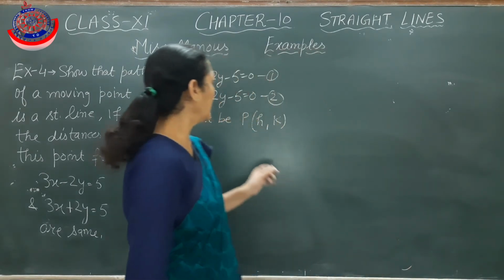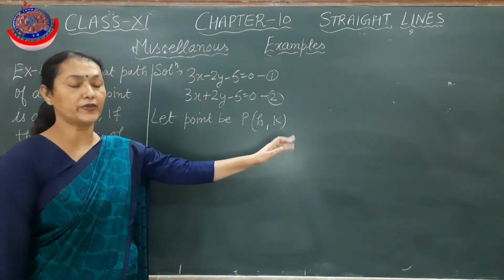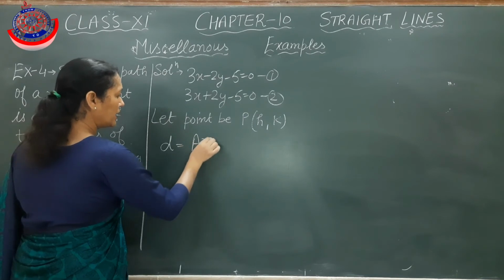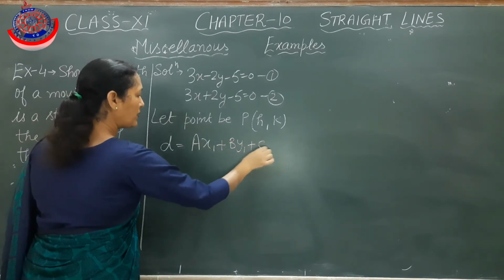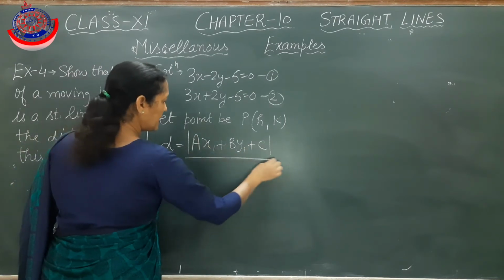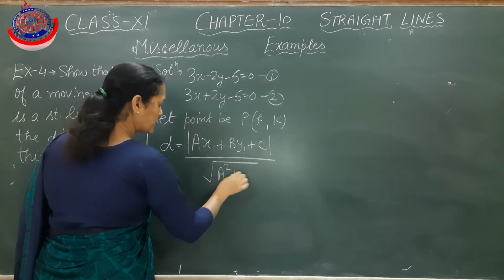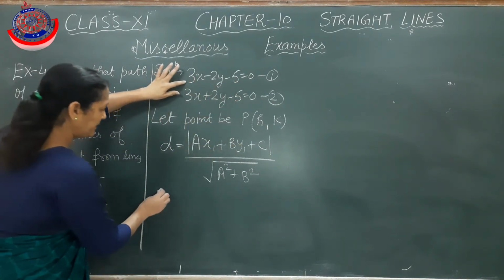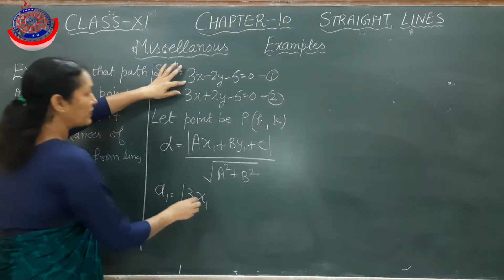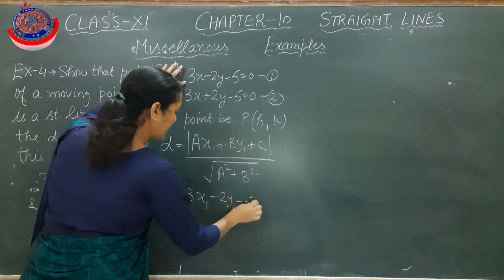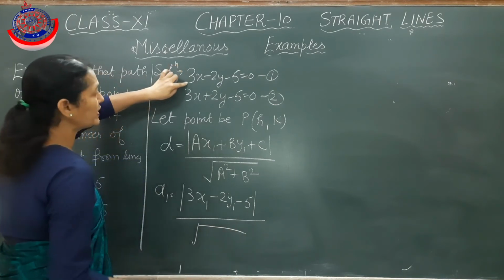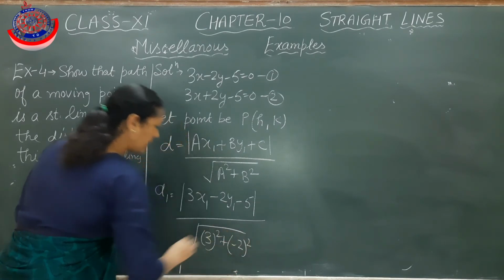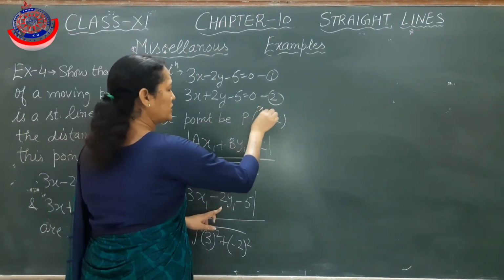Let us do it. Let the point be P having coordinates h and k. These are the lines given to us. In the last lecture, we learned that to find the distance of a point from a straight line, we use this formula: mod of (ax1 plus by1 plus c) upon under root of (a square plus b square). So when we have to find the distance of point P from the first equation, we will write 3x1 minus 2y1 minus 5 upon, in place of a, 3 has come, in place of b, minus 2 has come, so 3 square plus (minus 2) square. Now this x1 and y1 will be filled with h and k.